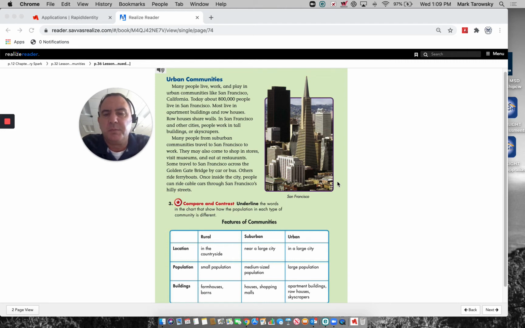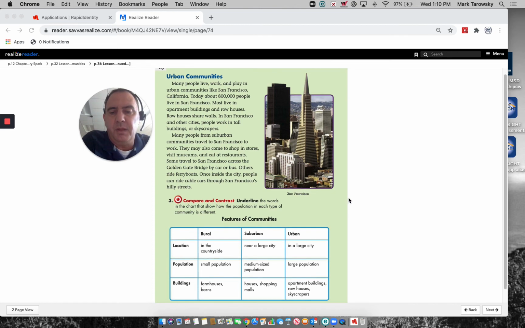Many people from suburban communities travel to San Francisco to work. They may also come to shop in stores, visit museums, and eat at restaurants. Some travel to San Francisco across the Golden Gate Bridge by car or bus. Others ride ferry boats. Once inside the city, people can ride cable cars through San Francisco's hilly streets.